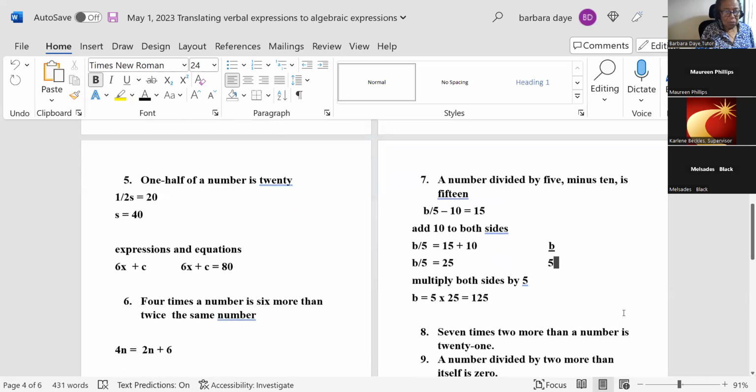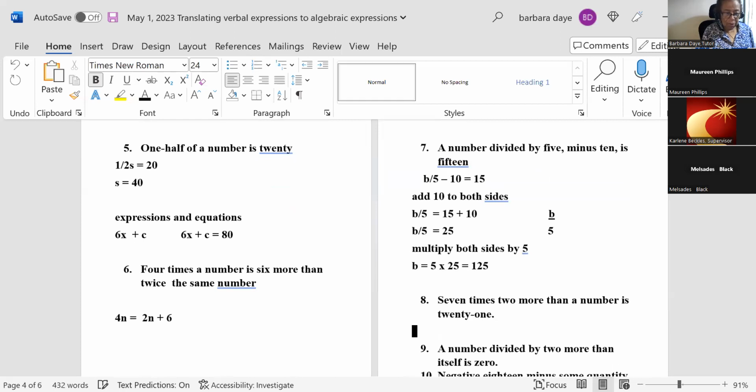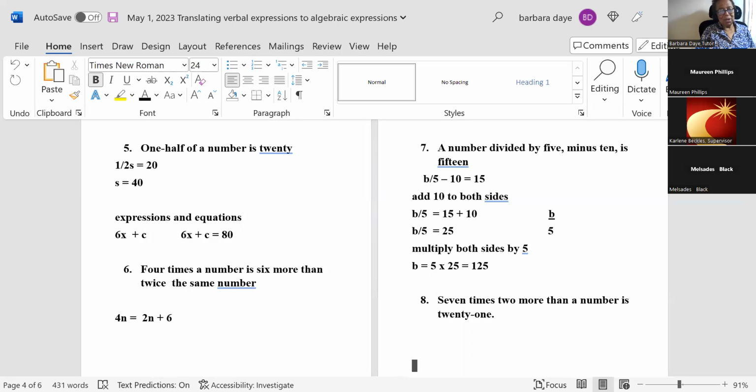All right. So Mercedes, I think it's your turn, right? 7 times 2 more than a number is 21. Tell me what to write. Take a couple of minutes to read it and tell me what to write.